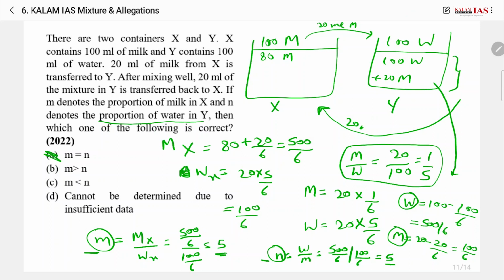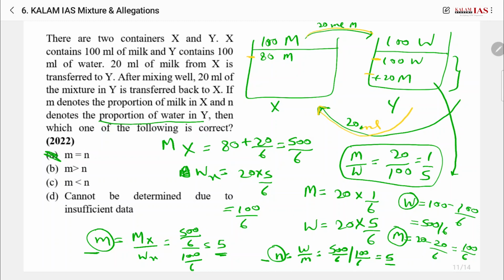Initially, it was 100 ml of milk in container X and 100 ml of water in container Y. Now 20 ml is transferred from X to Y. Left will be 80 ml milk in X and 100 ml water plus 20 ml milk in Y. Now again 20 ml is transferred from Y to X.